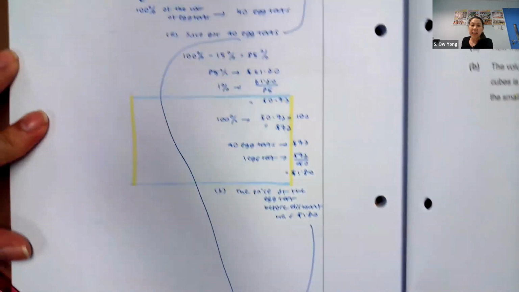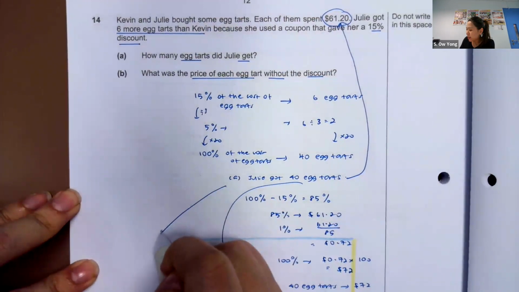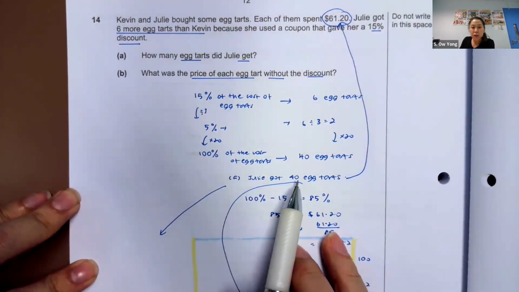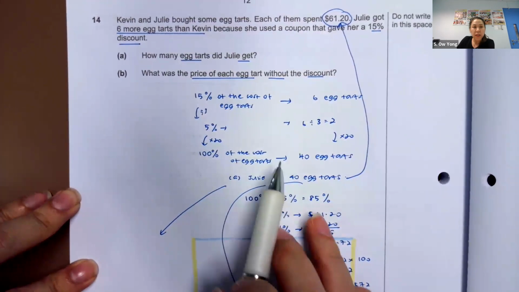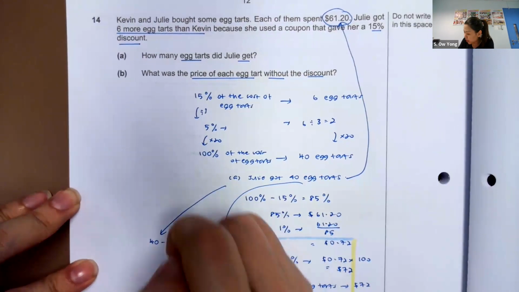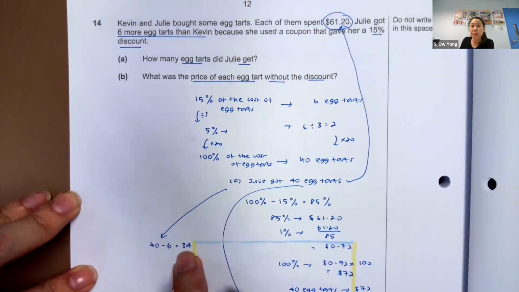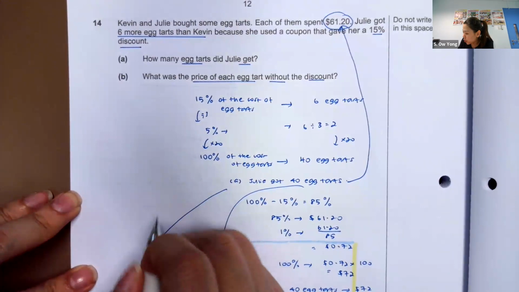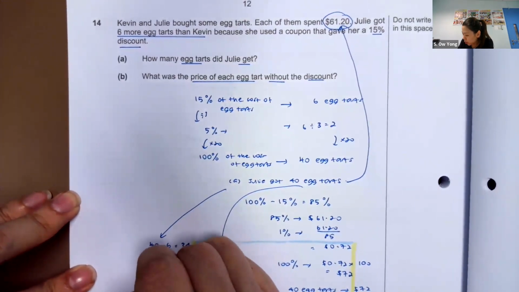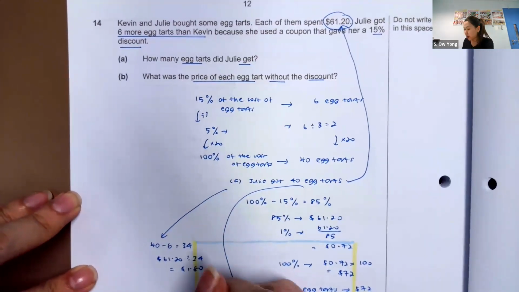Of course, some of you may think in another way. Some of you, at part A, may be wondering, saying that, Mrs. Aoyong, actually Julie bought 40 egg tarts, six more than Calvin. Can I take 40 minus 6 to get 34? To show that Calvin bought 34 egg tarts, because Calvin is buying without discount, without any coupon. So you can also take $61.20 divided by 34. You will still get back $1.80, the original price.